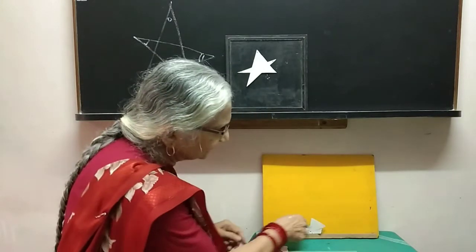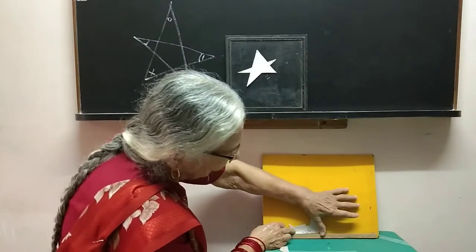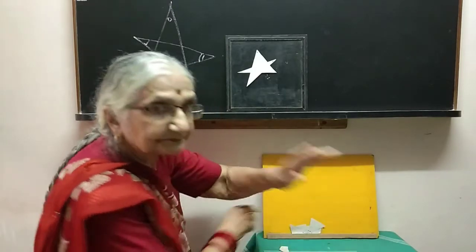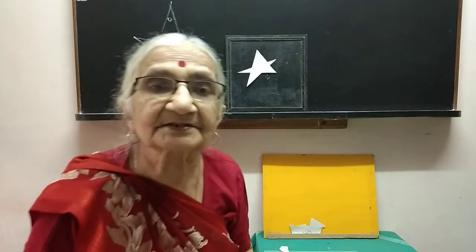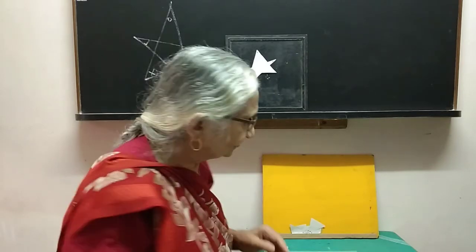We arrange it like this, and you can see that they add up to 180 degrees. Try to do the same thing with a 6-pointed star and see what you end up with.